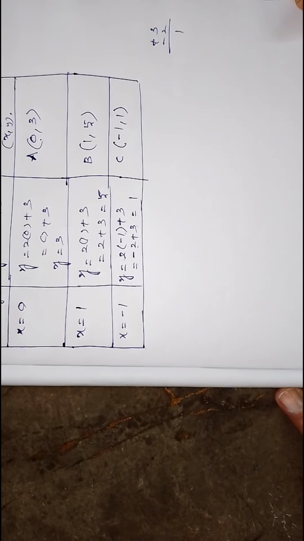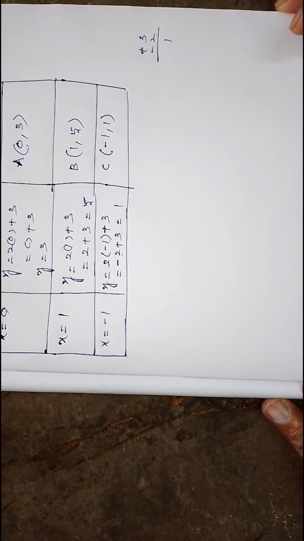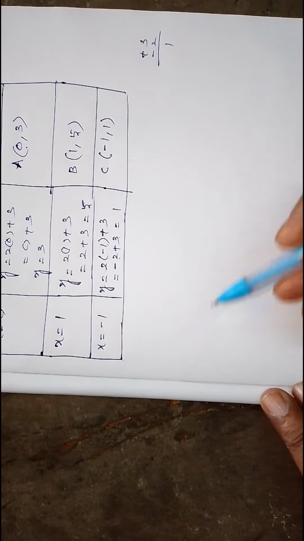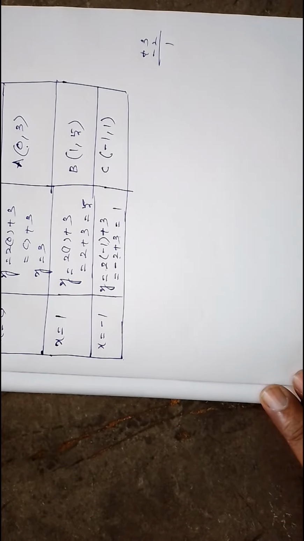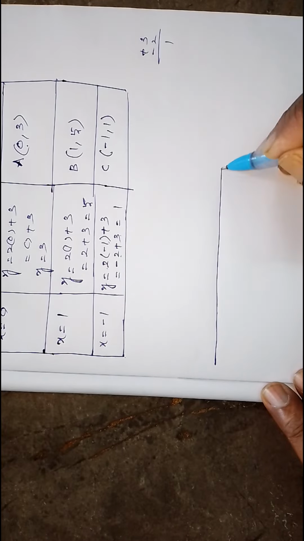When you join all these points, it forms a straight line. So by this we conclude that the graph of a linear polynomial is a straight line. Okay, I have to draw on the graph sheet. This is a rough figure; you should draw it on the graph sheet only. This is the x-axis.